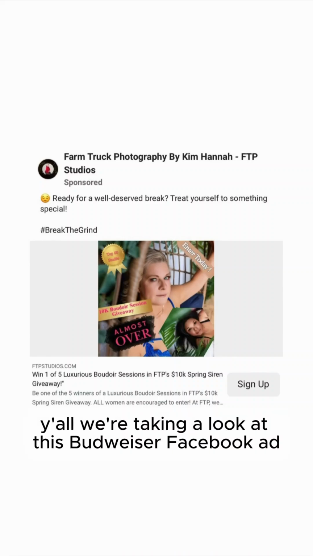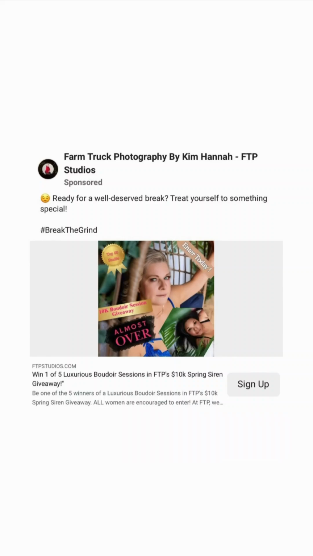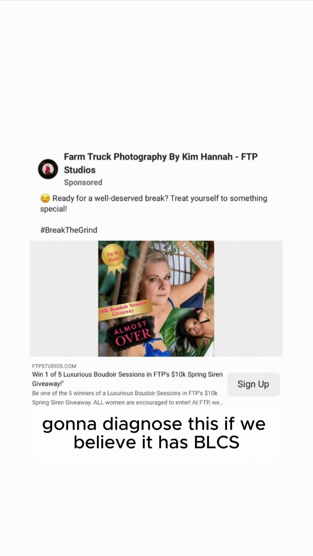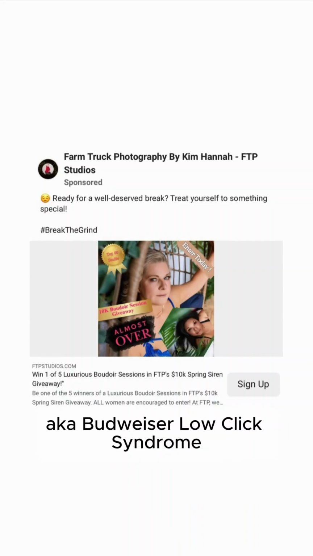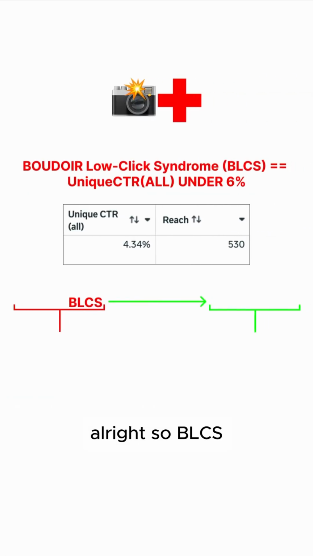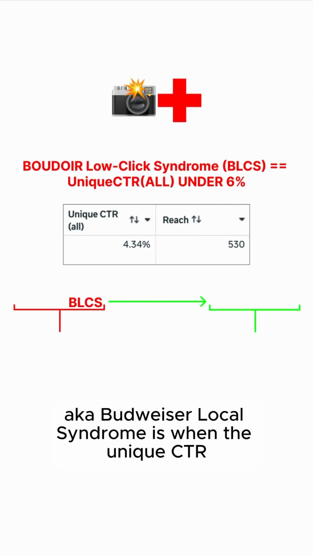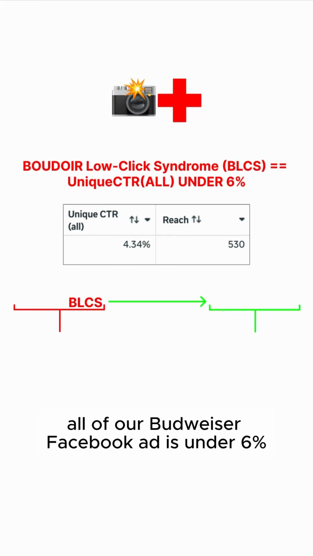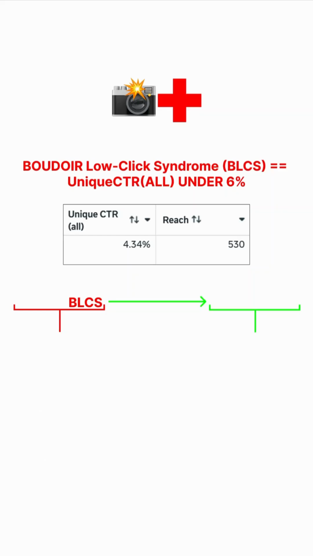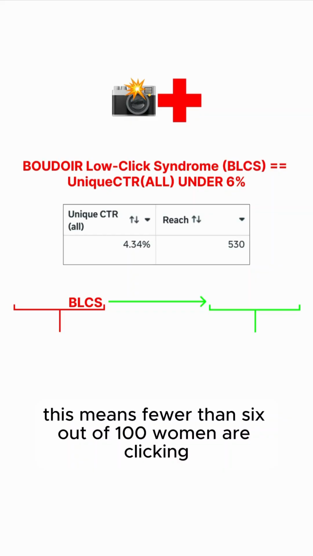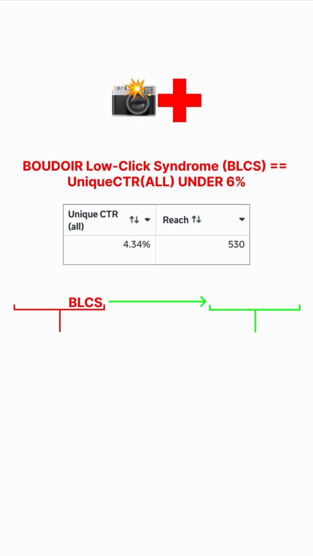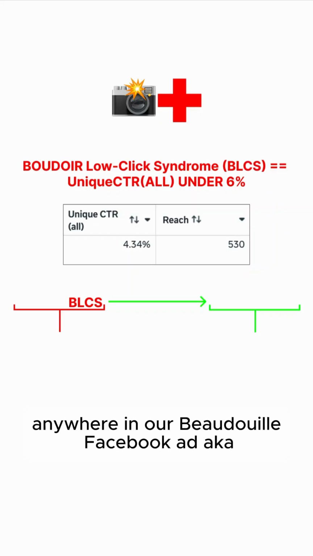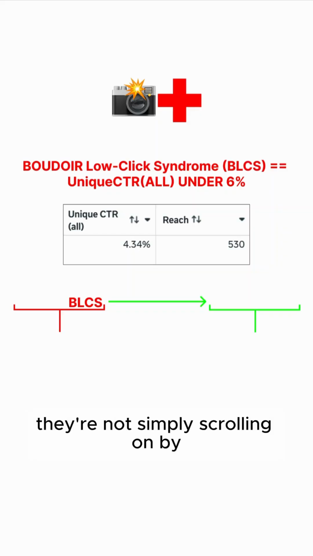All right, y'all, we're taking a look at this boudoir Facebook ad. Going to diagnose it, see if we believe it has BLCS, aka boudoir low click syndrome. BLCS is when the unique CTR of our boudoir Facebook ad is under 6%. This means fewer than 6 out of 100 women are clicking anywhere in our boudoir Facebook ad, aka they're not simply scrolling on by.